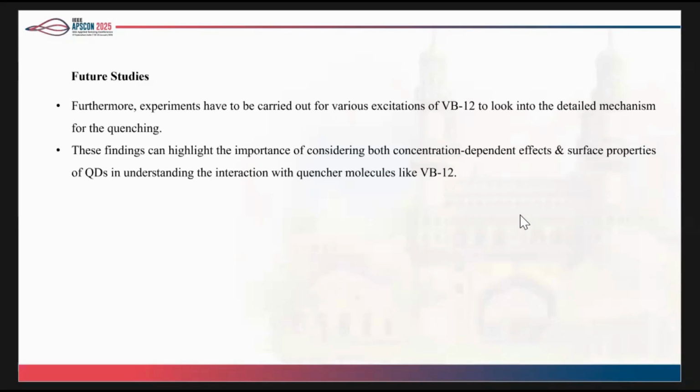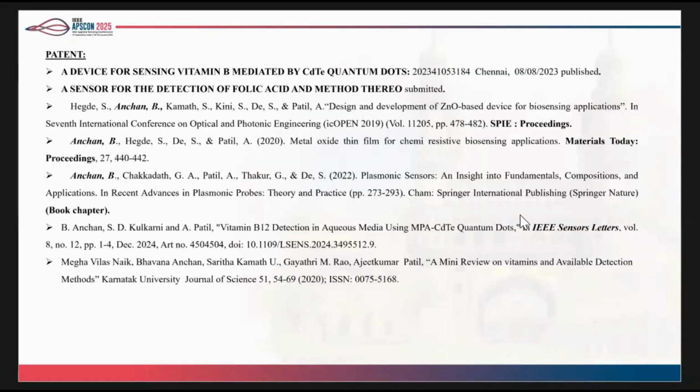So these are the references I've used, and these are the studies I've done, like patents and papers.